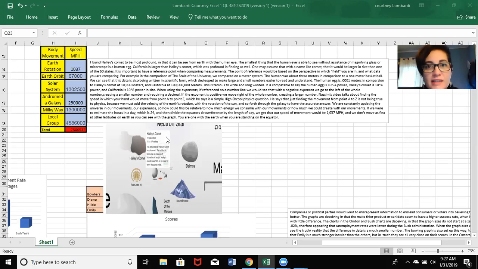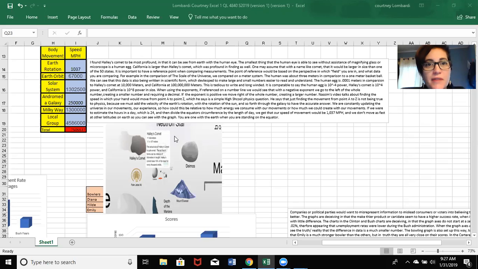The smallest thing that the human eye is able to see without assistance of a magnifying glass or microscope is the human egg, and California is larger than Halley's Comet, which was profound in finding as well, because you would think that a comet would be larger than one of our 50 states, but California and Texas are huge, and they're just really big in size, California and Texas.